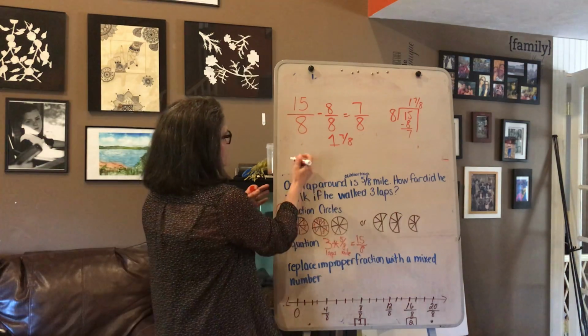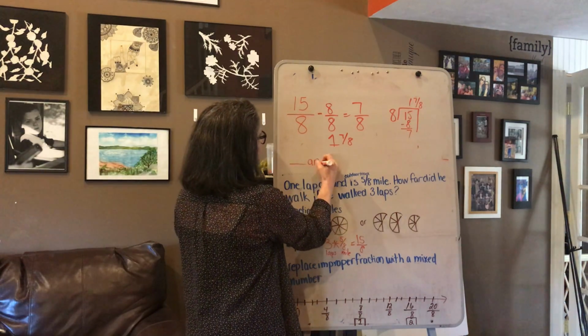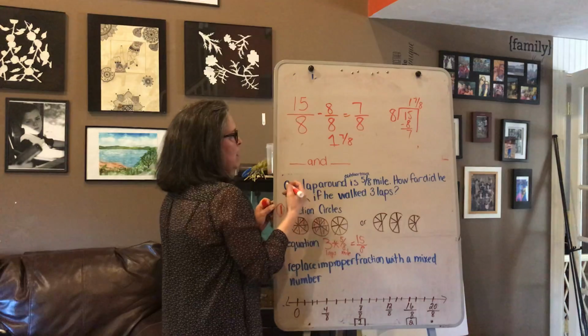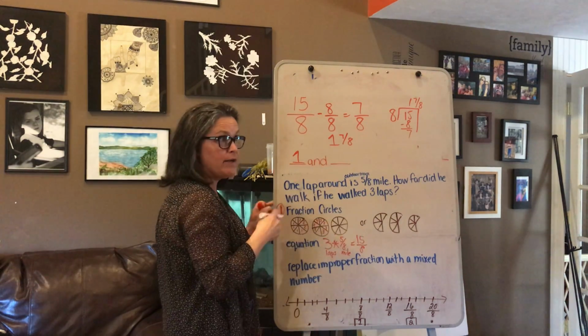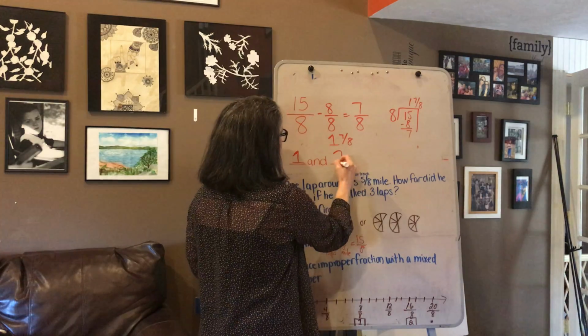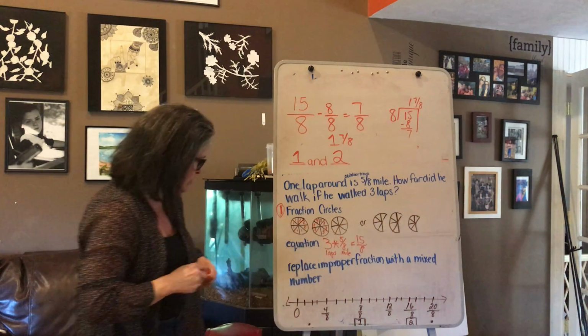So now I can answer the question, between what 2 whole numbers does this one fall? Well, we're starting with 1 whole. So it would make sense to say 1, and what would be the next whole number on the number line? 2. Good job.